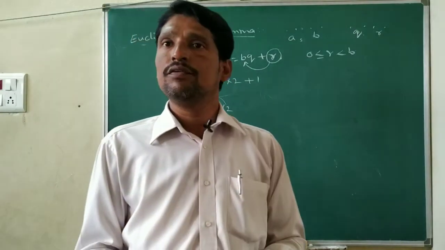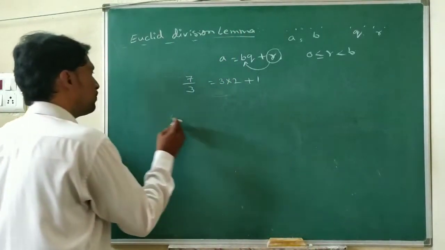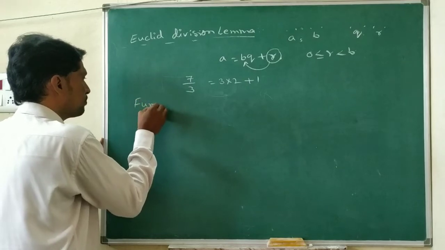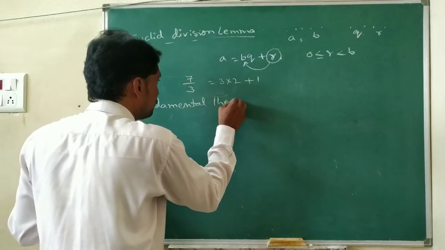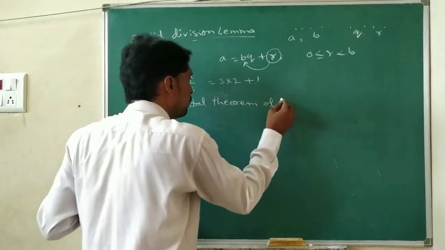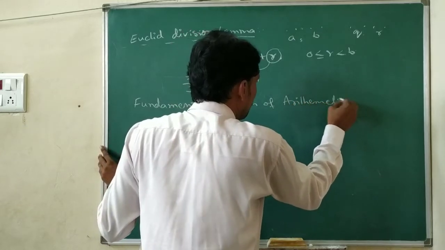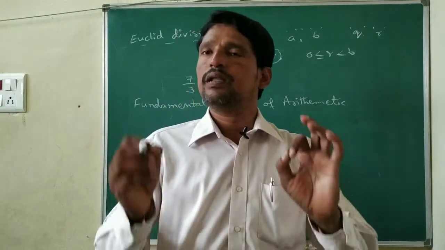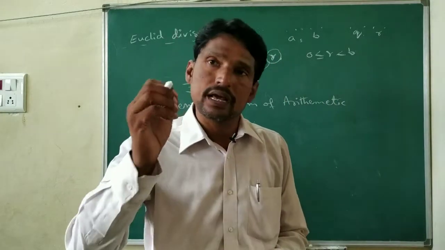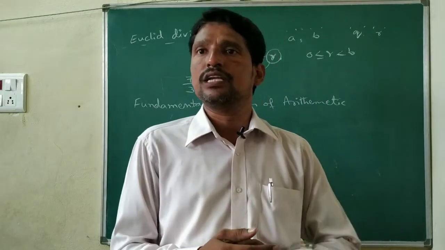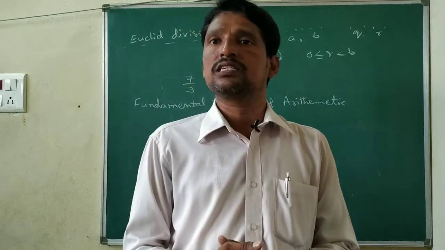Next one is the fundamental theorem of arithmetic. What is the fundamental theorem of arithmetic? Every composite number can be expressed as a product of primes, and the prime factorization is unique apart from the order in which the prime factors occur.